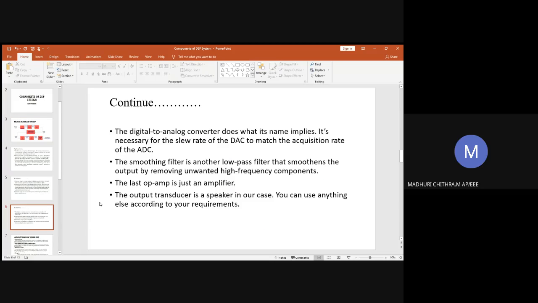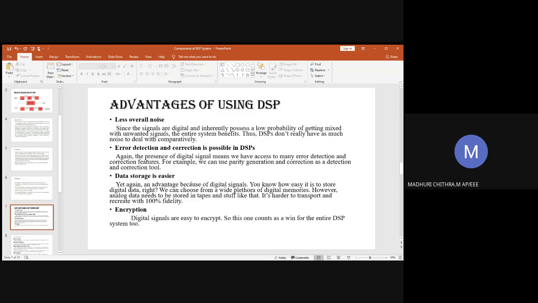Okay, the last block is just an amplifier. The output transducer is a speaker in our case. So what is the output transducer? It's a speaker. These are the things that happen from the mic to the speaker. You can use anything else according to your requirement. You have to know what is needed and do it for our requirements. Okay.